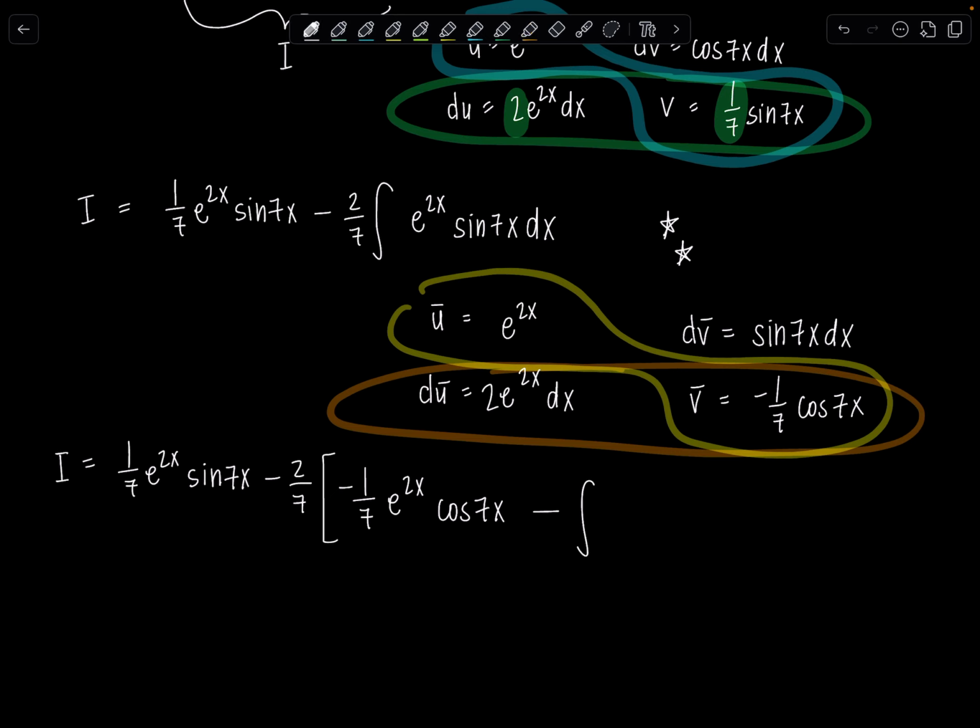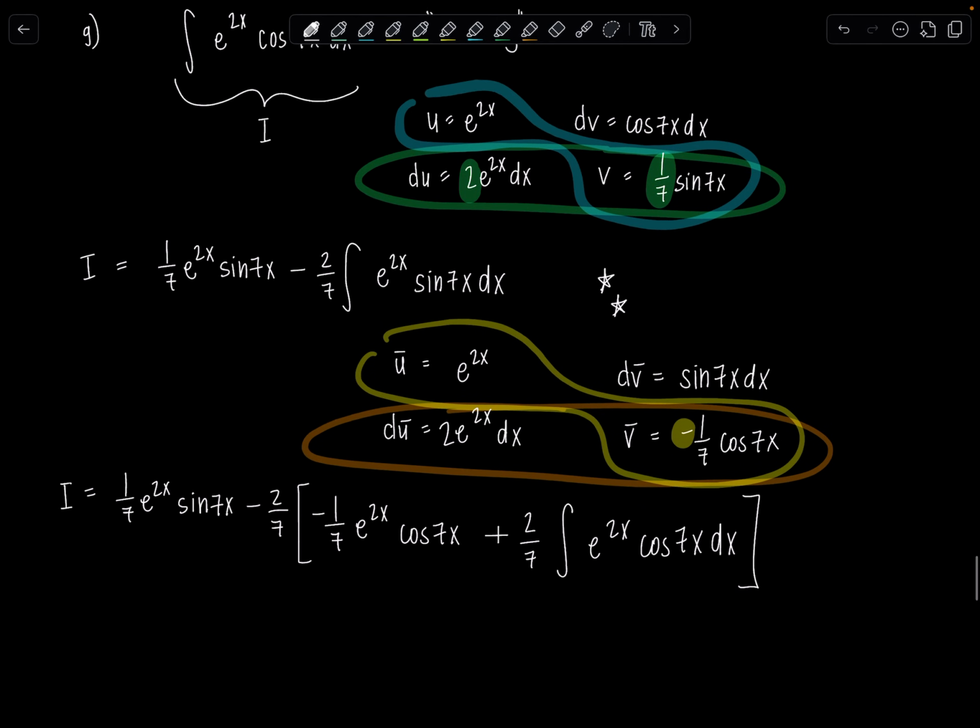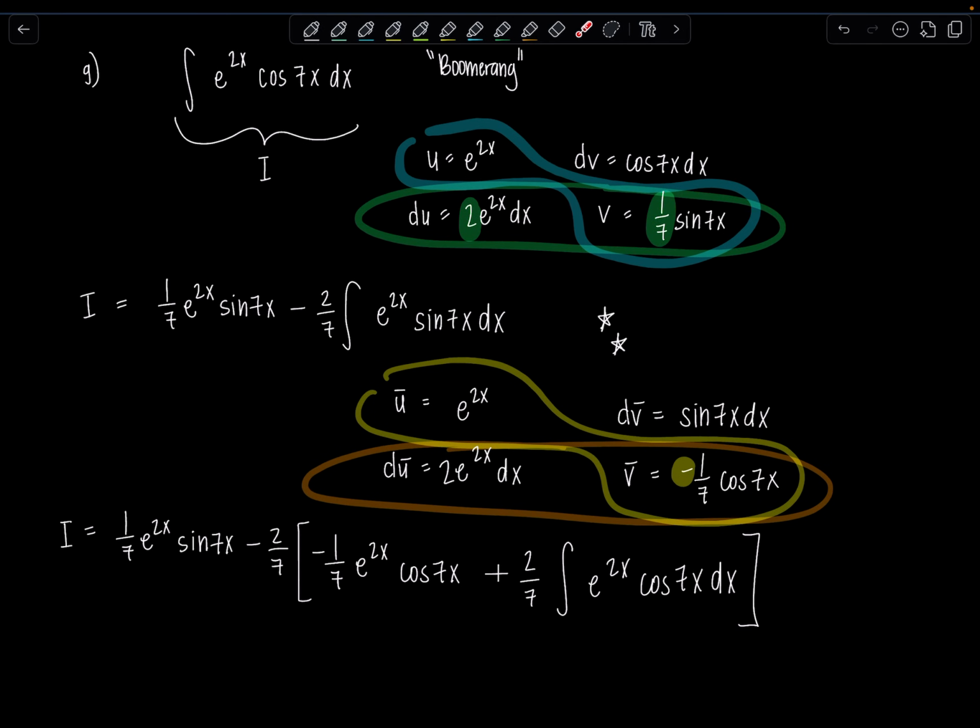Oh, see that extra minus sign? I'm going to make it plus. Oh, and I want to put the 2/7 in the front as well. So let's do all that. We're doing the most. E to the 2x cosine 7x dx. Okay, but you guys, do you see? My boomerang has returned. Hooray! E to the 2x cosine 7x dx. That integral, here it is again.